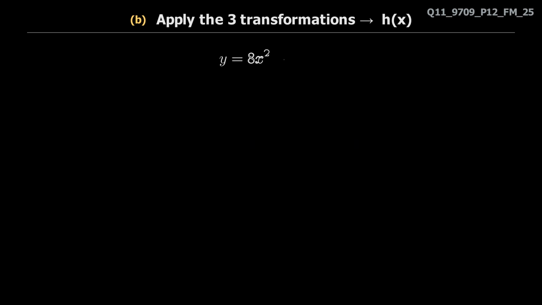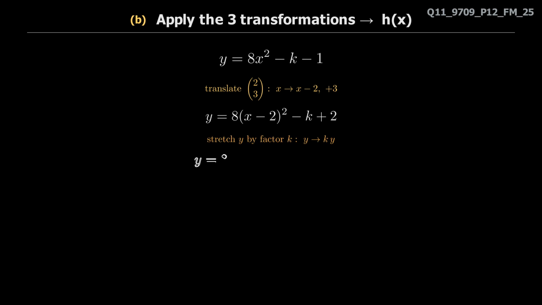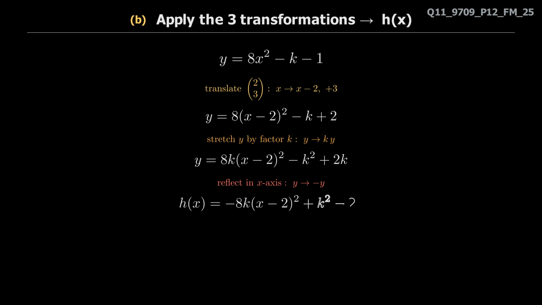Part B. Start from gf. Translate 2, 3. Replace x by x minus 2 and add 3. Stretch in y by factor k. Reflect in the x-axis. Replace y by minus y. h of x is minus 8k times x minus 2 squared, plus k squared minus 2k.